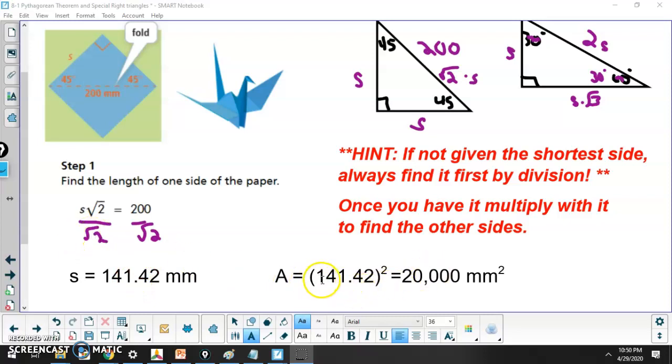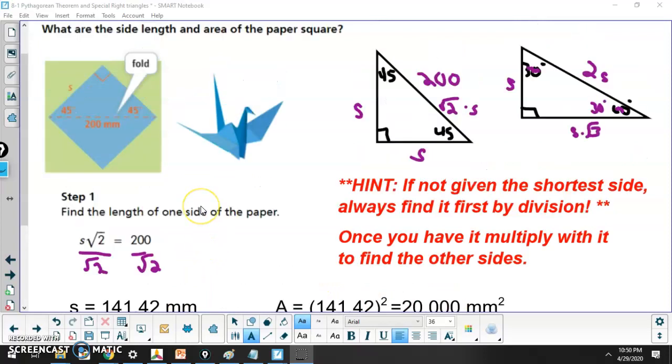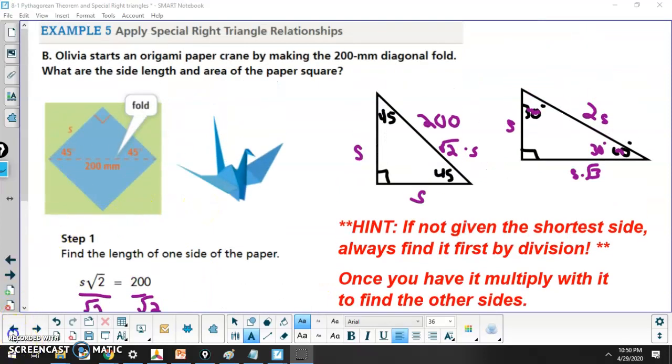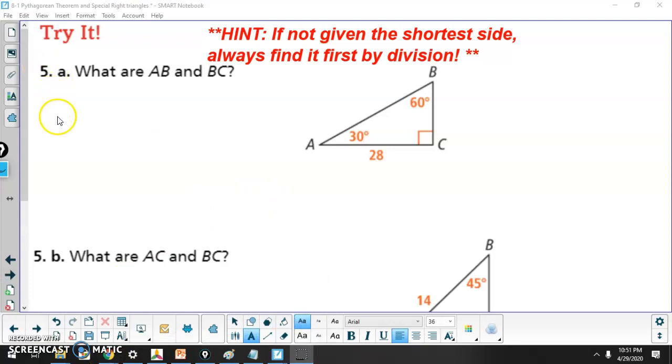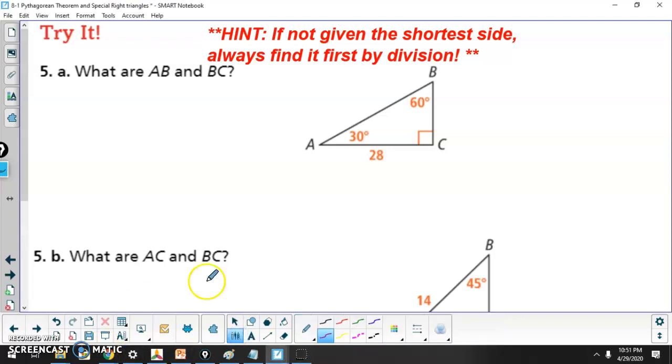And then if you want to find the area, it's just going to be length times width, or one side squared, side times side. Okay, and it ends up being 20,000 millimeters squared for this origami. Okay guys, here are 2 try it problems. I want you to pause the video and give it your best shot with some pencil and paper. Don't just guess here. Alright, let's go over the answers for these try-its.